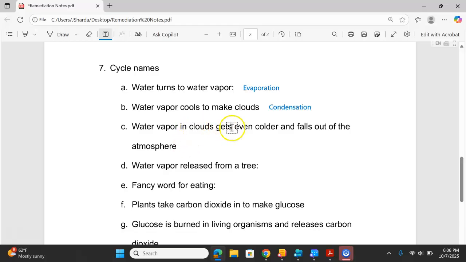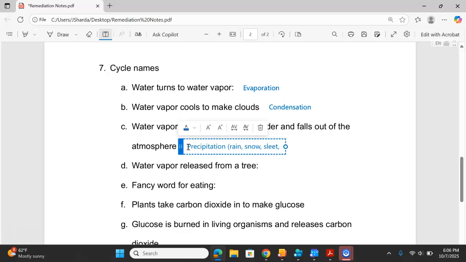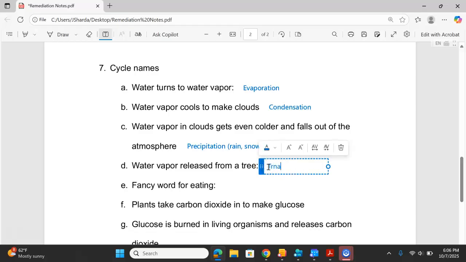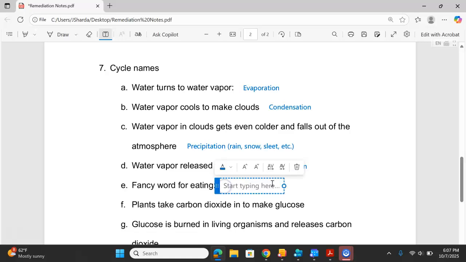When the water vapor in the clouds gets even colder and falls out of the atmosphere, this is called precipitation. This can be rain, it can be snow, it can be sleet, all the lovely things that we Midwesterners get to experience. Okay, when water vapor is released from a tree, this is also a kind of evaporation because it enters the tree as liquid and it is released as a water vapor. This is called transpiration if it goes through a tree. Okay, we talked about corn sweat once. The corn sweat was an example of transpiration.